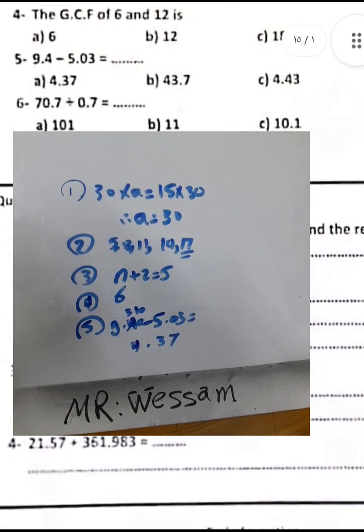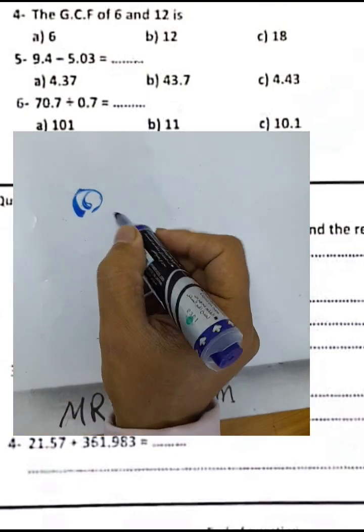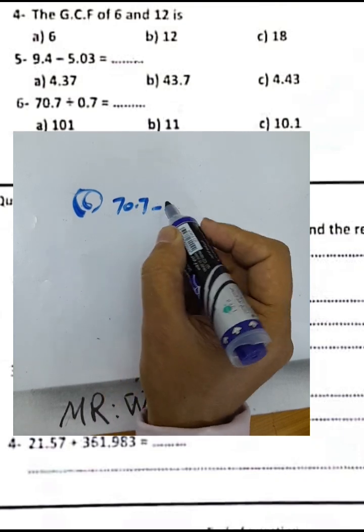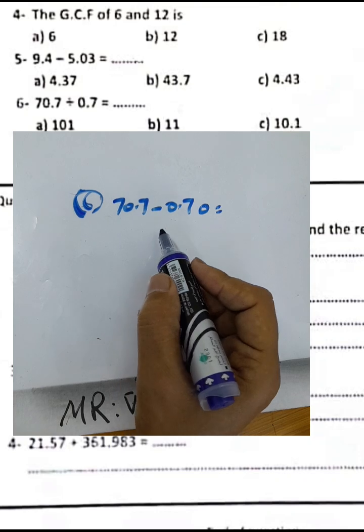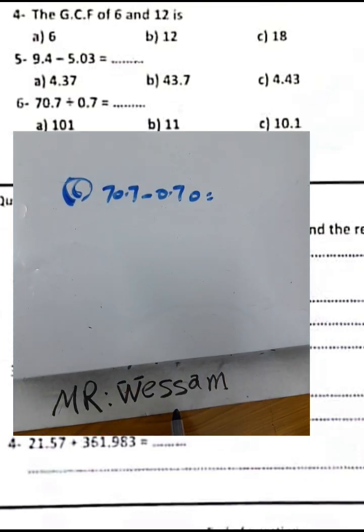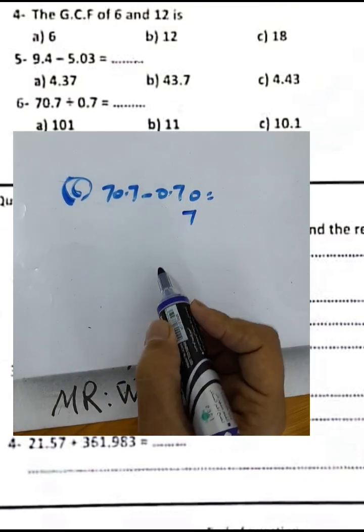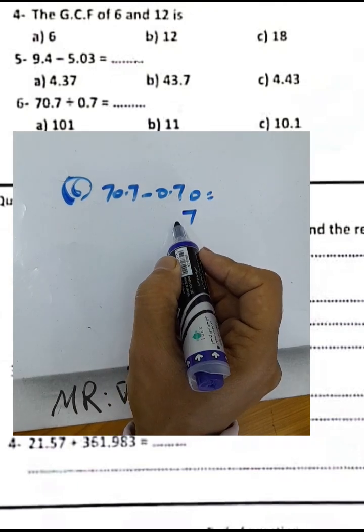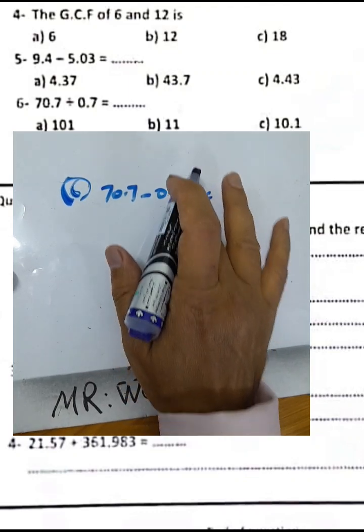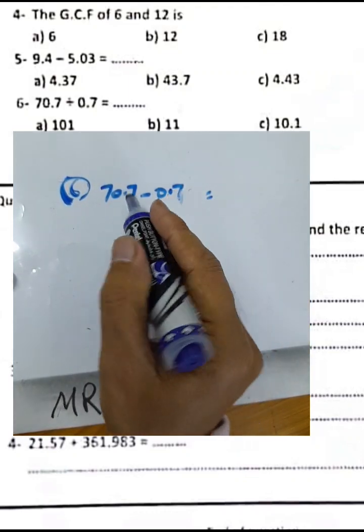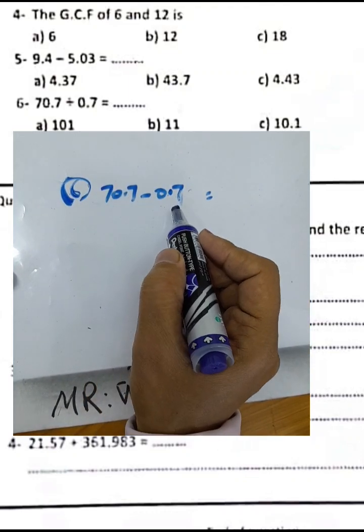Question number 6. We want to find the difference between 70 and 7 tenths, subtracted by 7 tenths. We can put 0 here to find the difference between them. We must align the parts. 7 minus 0 equals 7, and then write the point. Now, again, we have 70.7 subtracted by 7 tenths.